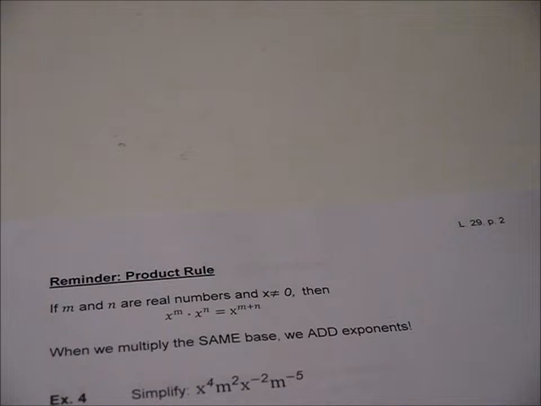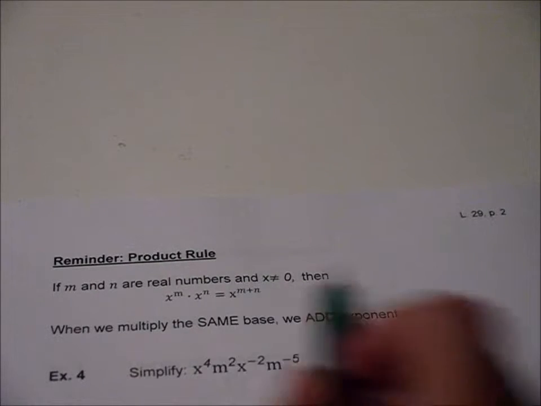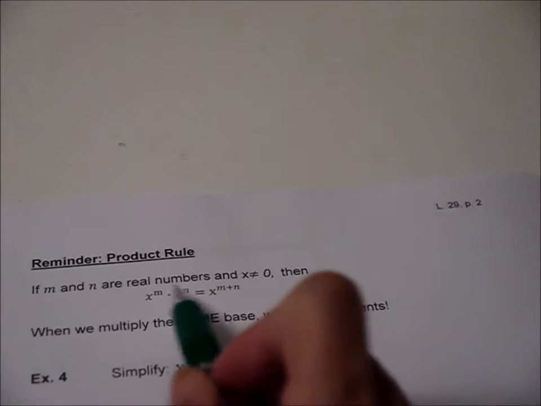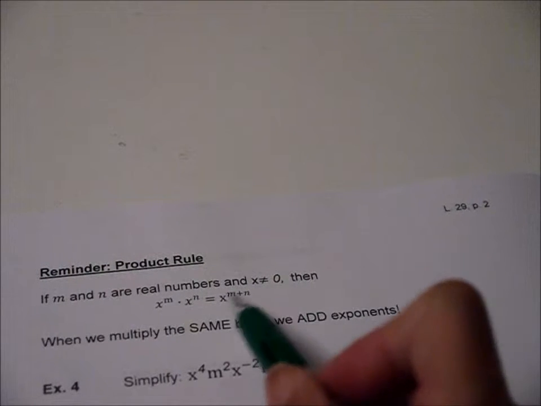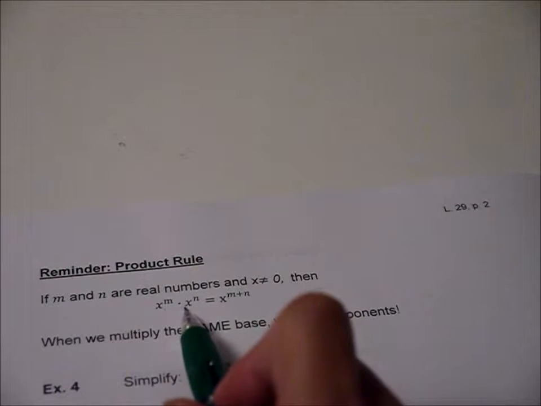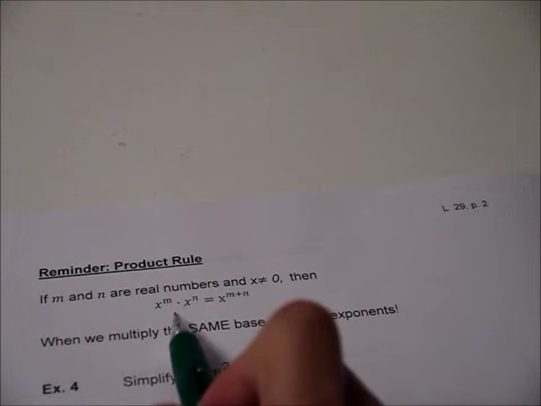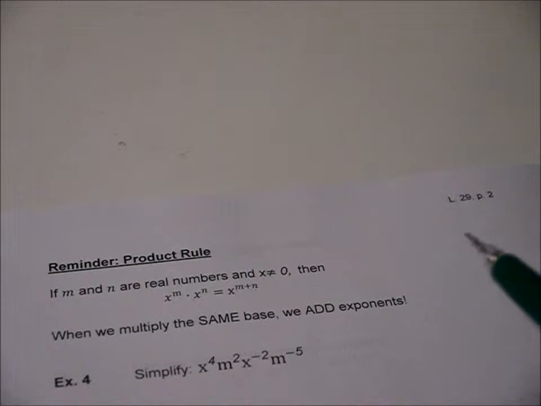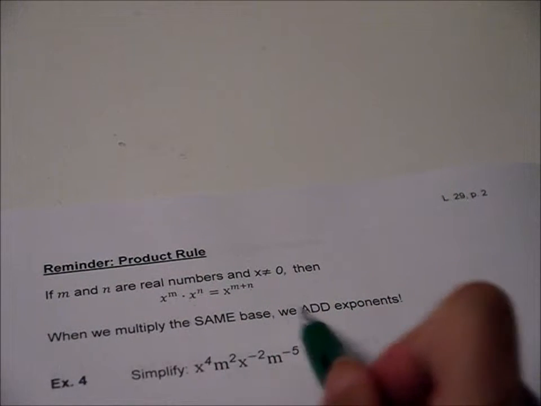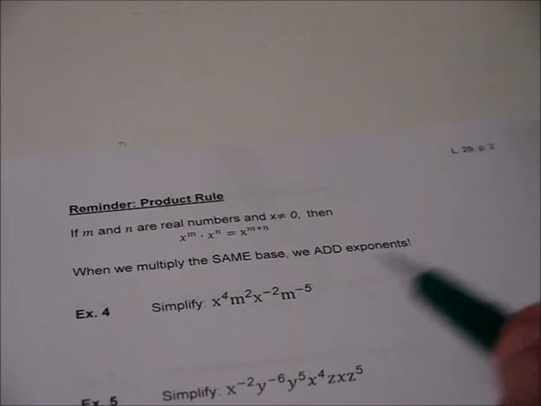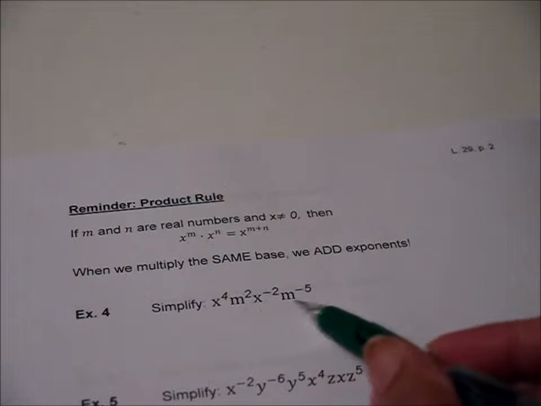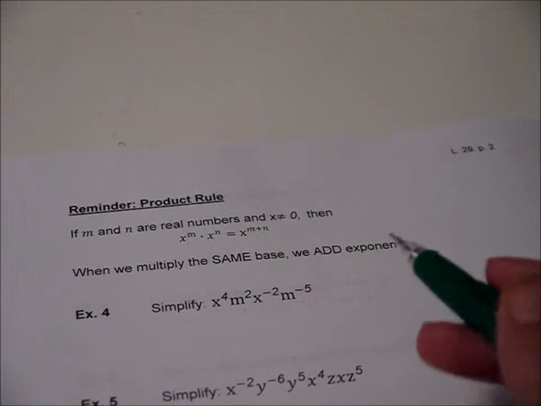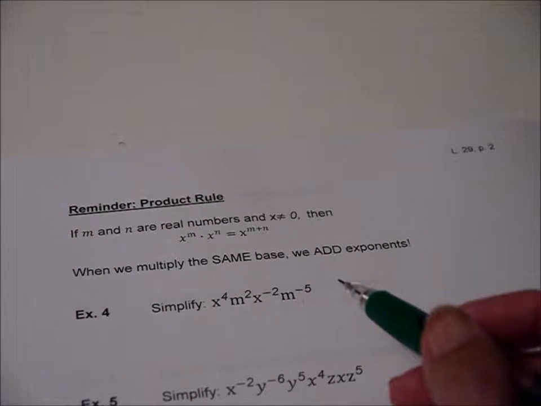Now we're going to switch and do something a little different. We are going to review the product rule. If m and n are real numbers and x does not equal 0, then when we multiply the same base, we add the exponents. Multiply same base, we add the exponents. That's what the rule was, and we've used that before. So remember, when we multiply the same base, we add exponents. So now we've got negative exponents.